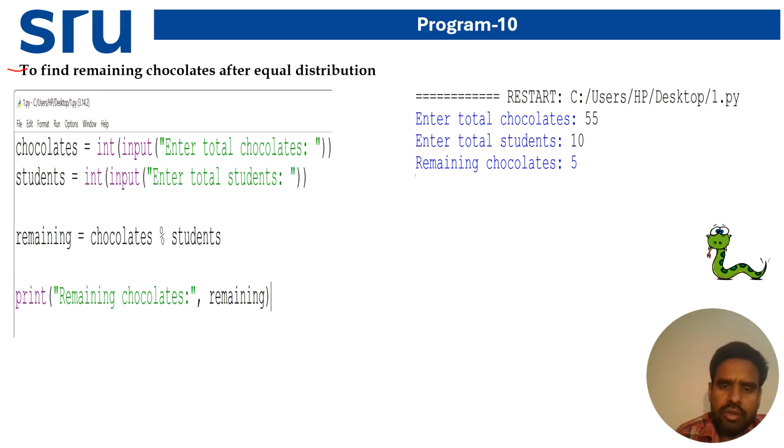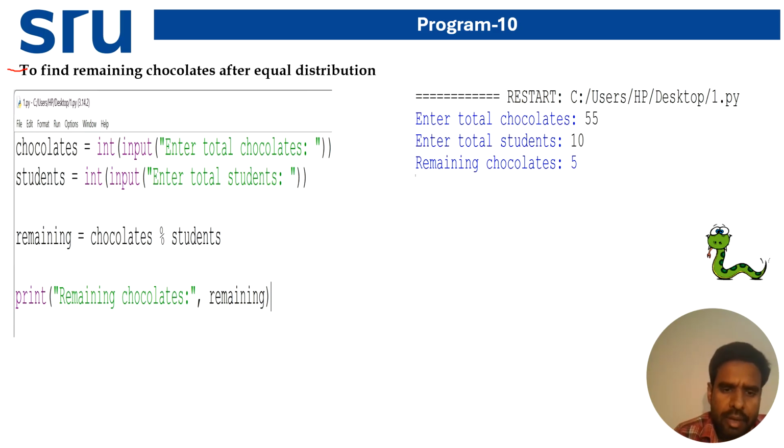Now suppose you have 55 chocolates and you have 50 students, so you have to distribute equally among 50 students. But you have 55 chocolates, so each student gets one. Now how many chocolates remain? 5. So you have to calculate the remaining chocolates.